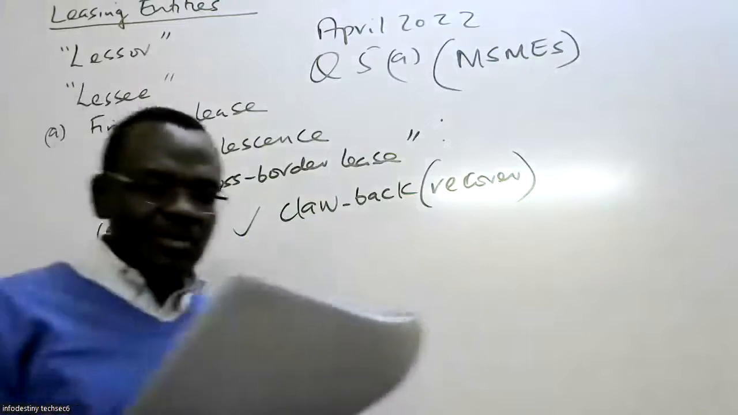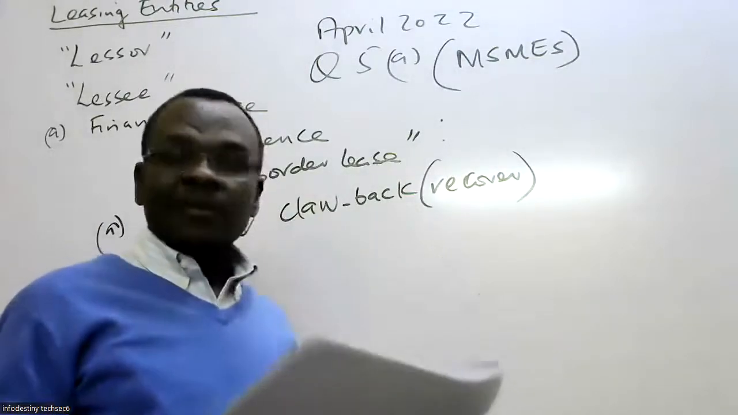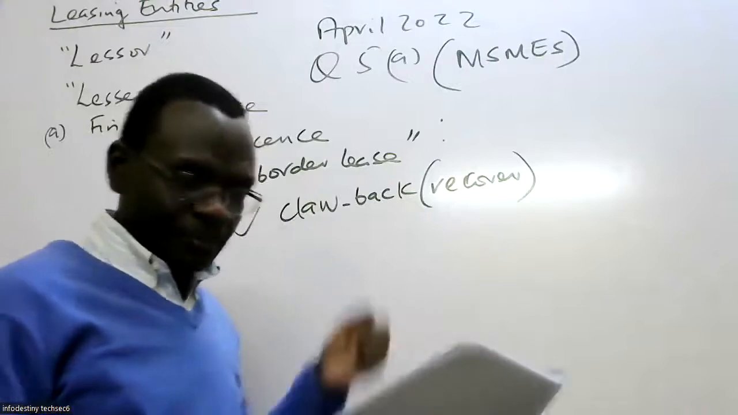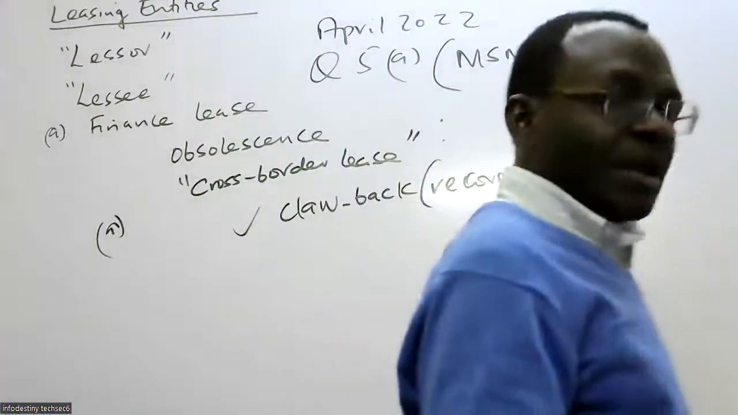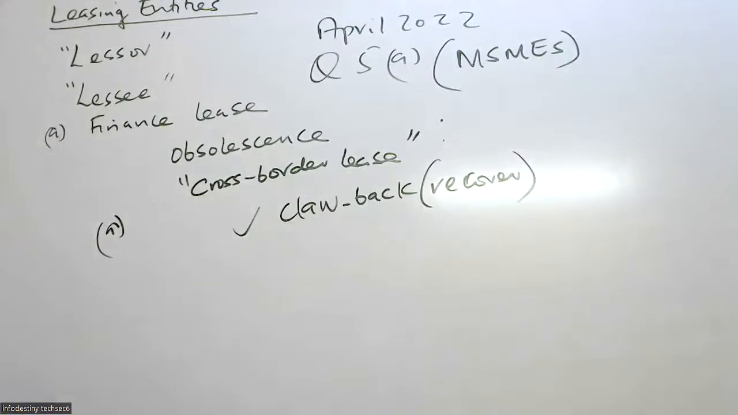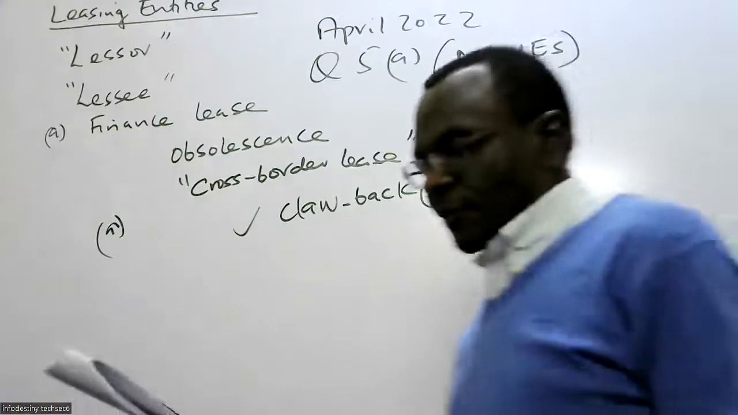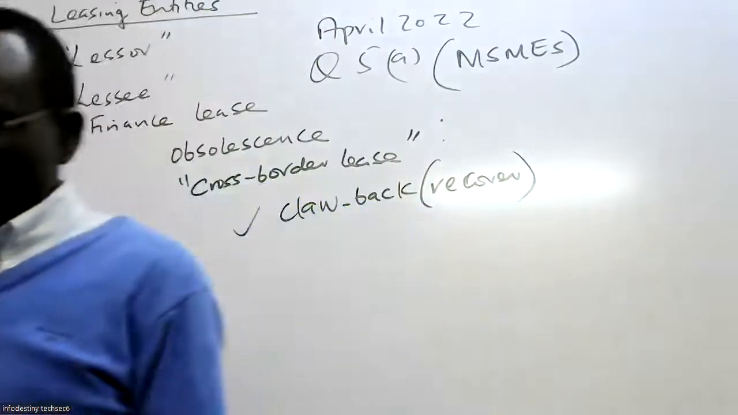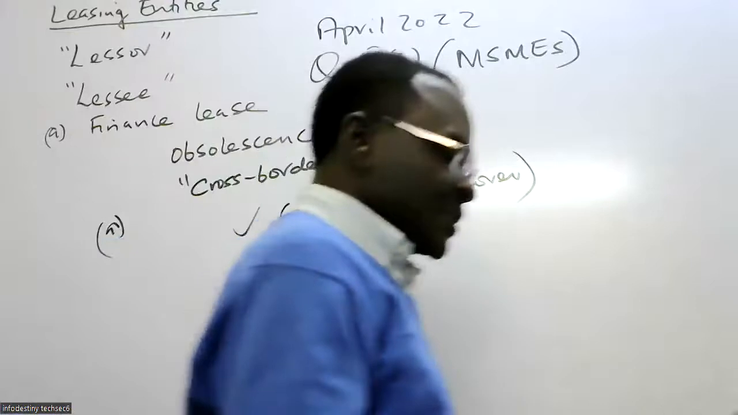Next constraint, the level of corruption. We say some of the tax officials may collude with taxpayers to defraud the government of taxes.